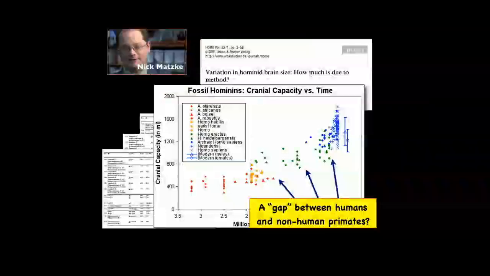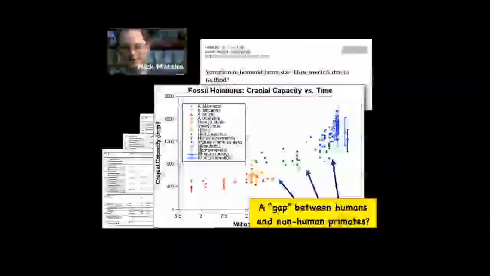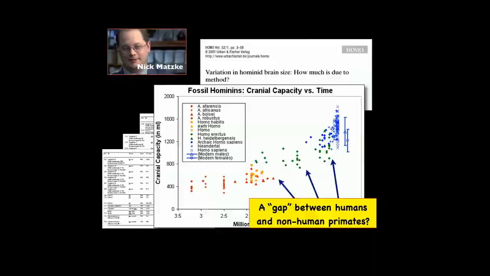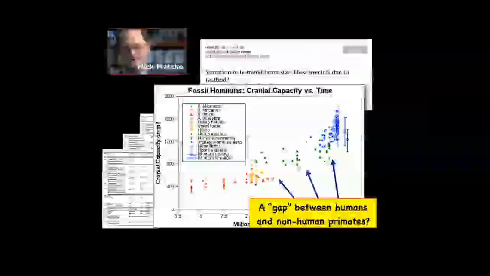And I ask you, do you see a gap? What you see instead is a smooth and continuous rise from about 400 cubic centimeters up to about 1,400 cubic centimeters, which is the average human brain size today. Do we want for missing links? No. We have so many missing links that are no longer missing. Again, as I mentioned, the hard part is how to connect the dots.